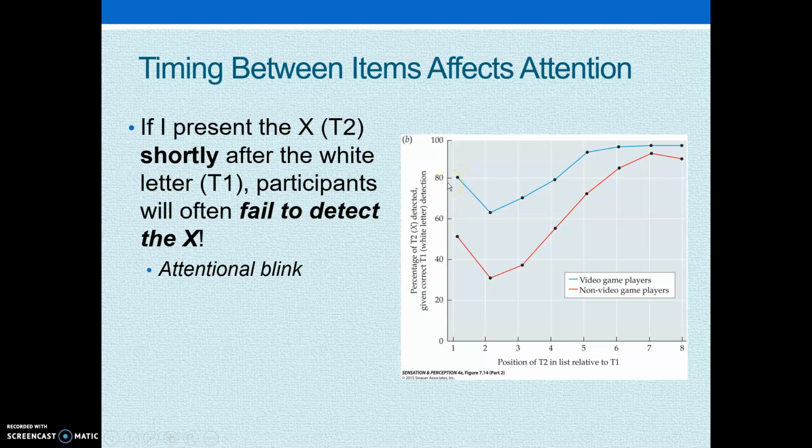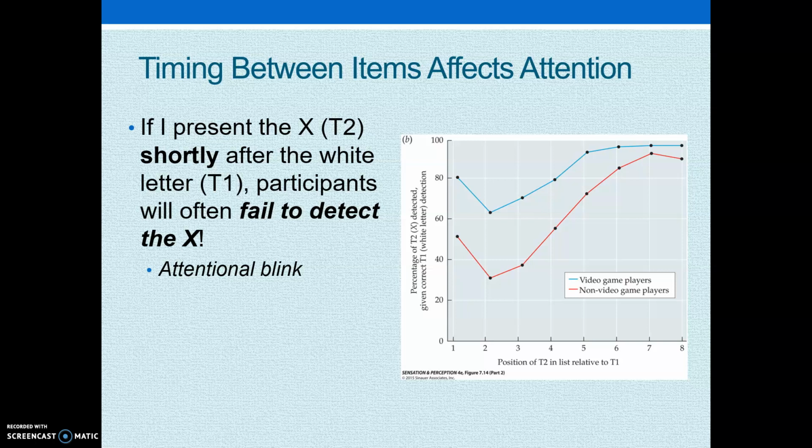What's interesting though is that you can actually see this drop off if they're separated by one item. So if I present this shortly after, not immediately after, but shortly after, possibly in the second or third position, participants actually fail to detect the target. And this is what is known as the attentional blink. It's almost like if you're focusing your attention on something, it's going to shift and you have to take a break. It's like taking a blink.